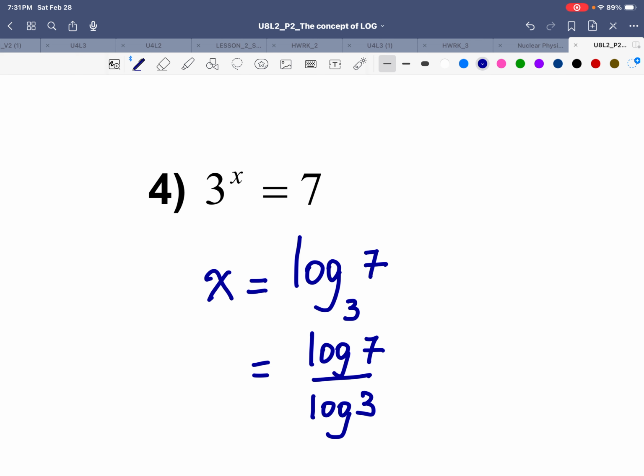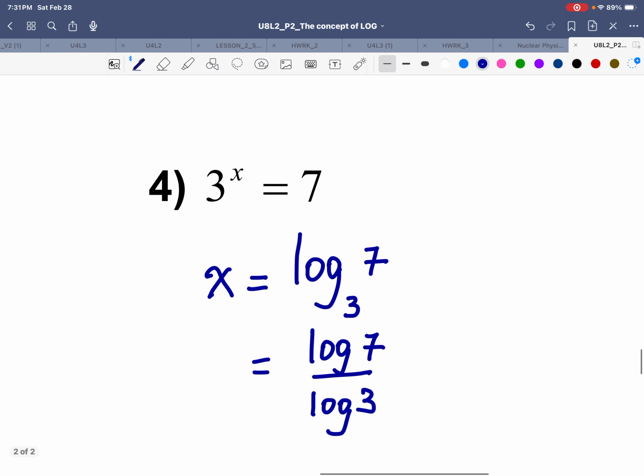So use your calculator for it. I'm going to use my calculator here on the side. And I have log of 7 divided by log of 3. I got 1.77.